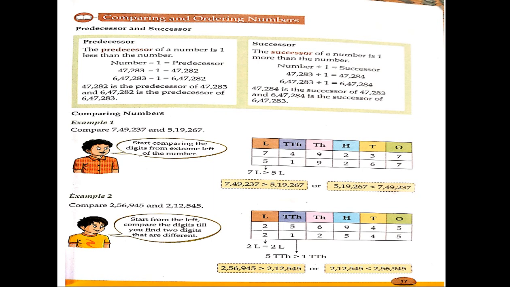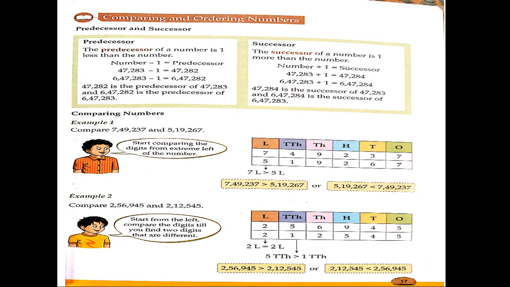And the successor of a number is more than the number. That is, if we add 1 to the number, then we get its successor, that means 1 more. That is 47,283, if we add 1, then we get 47,284. That is the successor. So we can say that 47,283's predecessor is 47,282 and successor is 47,284. Then we are going to compare numbers. Let's see how we can compare which number is greater and which number is smaller.